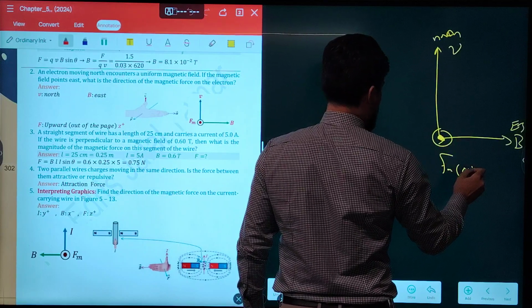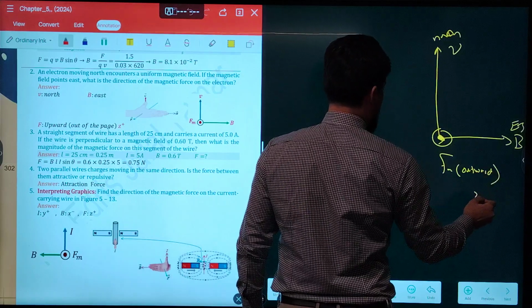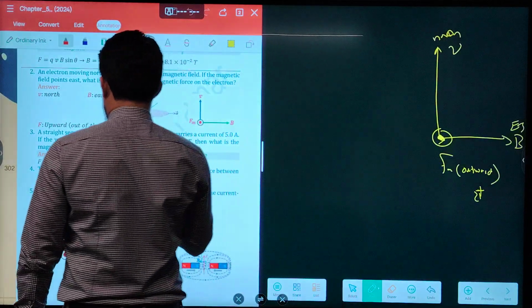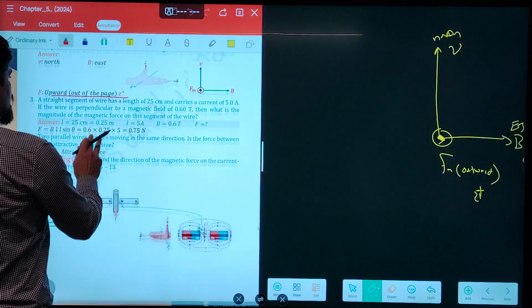Magnetic force is outward. Outward means Z positive. Okay, Z positive. Out of the page, it's upward, out of the page.